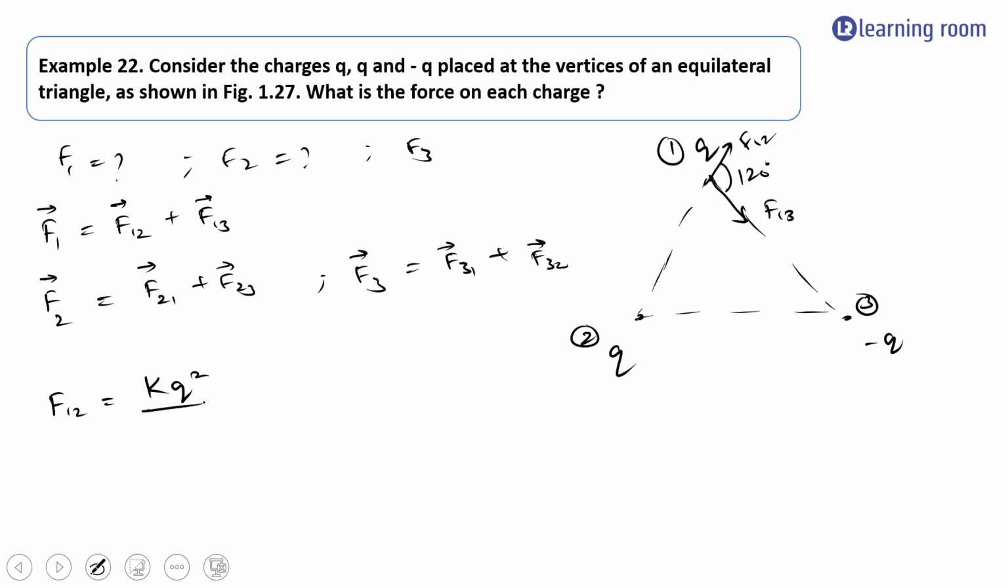Q square by R. Okay, I take the side to be A. So KQ square by A square. What is the magnitude of F13? I'm taking only magnitude. Okay, listen to this carefully. F13 is also KQ square divided by A square. Now tell me one thing. This is another point where I've seen people getting confused: when to take magnitudes and when to take the sign of the charge into consideration. Can someone give me clarity on this?